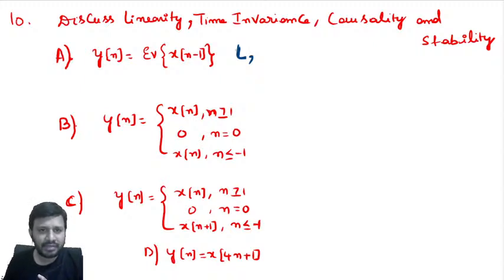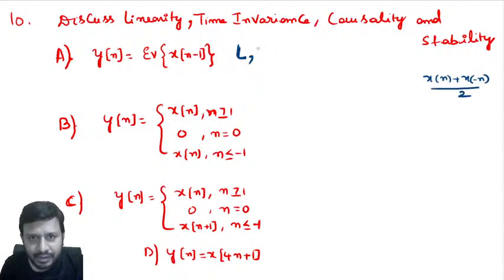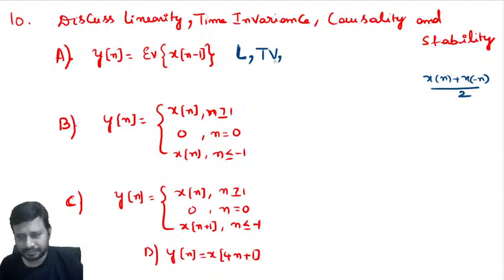Now, coming to time invariance: the even part of any signal is defined as the signal plus its reversal, by 2. So, reversal means what? Time variant. Reversal means time variant, because we know that reversal is nothing but a special case of scaling. Scaling becomes time variant if the scaling factor is not equal to 1. Reversal means scaling by minus 1. So it is time variant. In the even part reversal will come. So it is time variant.